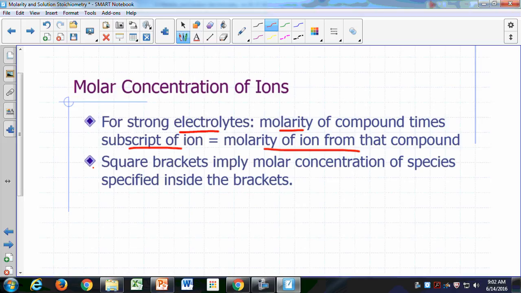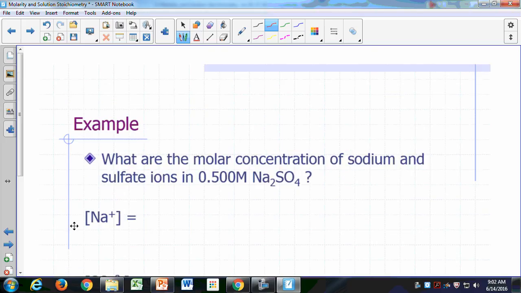Usually what we do is we draw square brackets around the symbol for the ion to imply that whatever number we assign to that is the molar concentration of that ion or molecule. So the word species here is a generic term for either an ion or a molecule that might be in your solution. Okay, so let's look at an example.